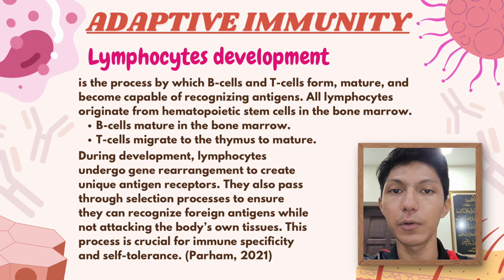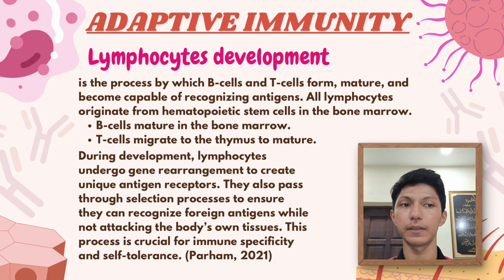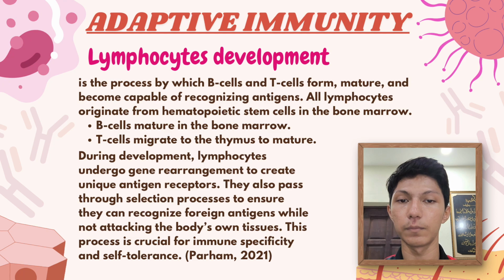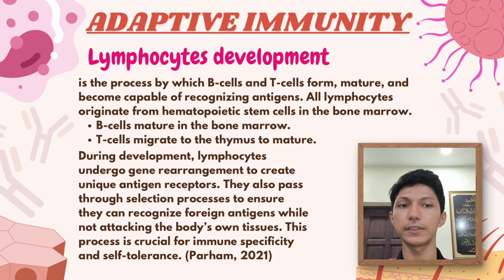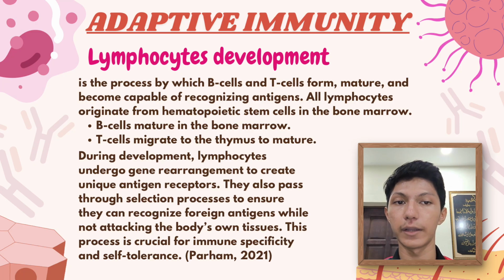For the final component of adaptive immunity, we have lymphocyte development. It is the process by which B cells and T cells form, mature, and become capable of recognizing antigens. All lymphocytes originate from hematopoietic stem cells in the bone marrow. B cells mature in the bone marrow, and T cells migrate to the thymus to mature.